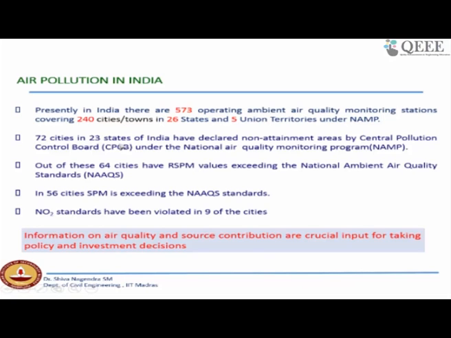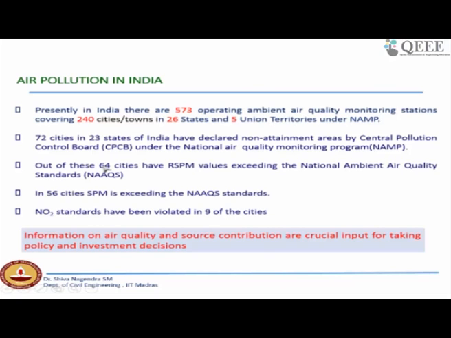Out of this air quality data, the data has been used to declare 72 cities in 23 states as non-attainment areas. Now if you look at the 72 cities in India, the air quality is not meeting the requirement as per the Central Pollution Control Board investigation. So this clearly indicates that whatever standards we have, the national ambient air quality standards, these 72 cities in 23 states are not meeting their requirement.